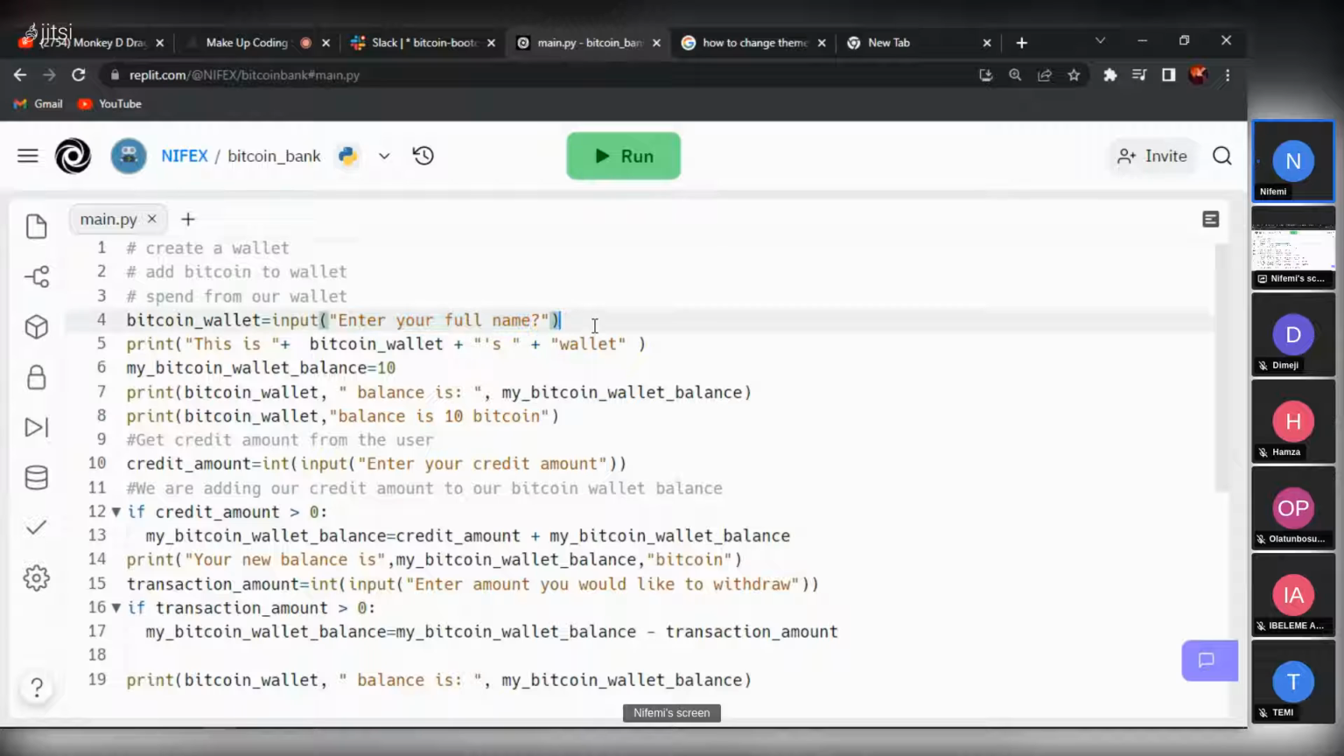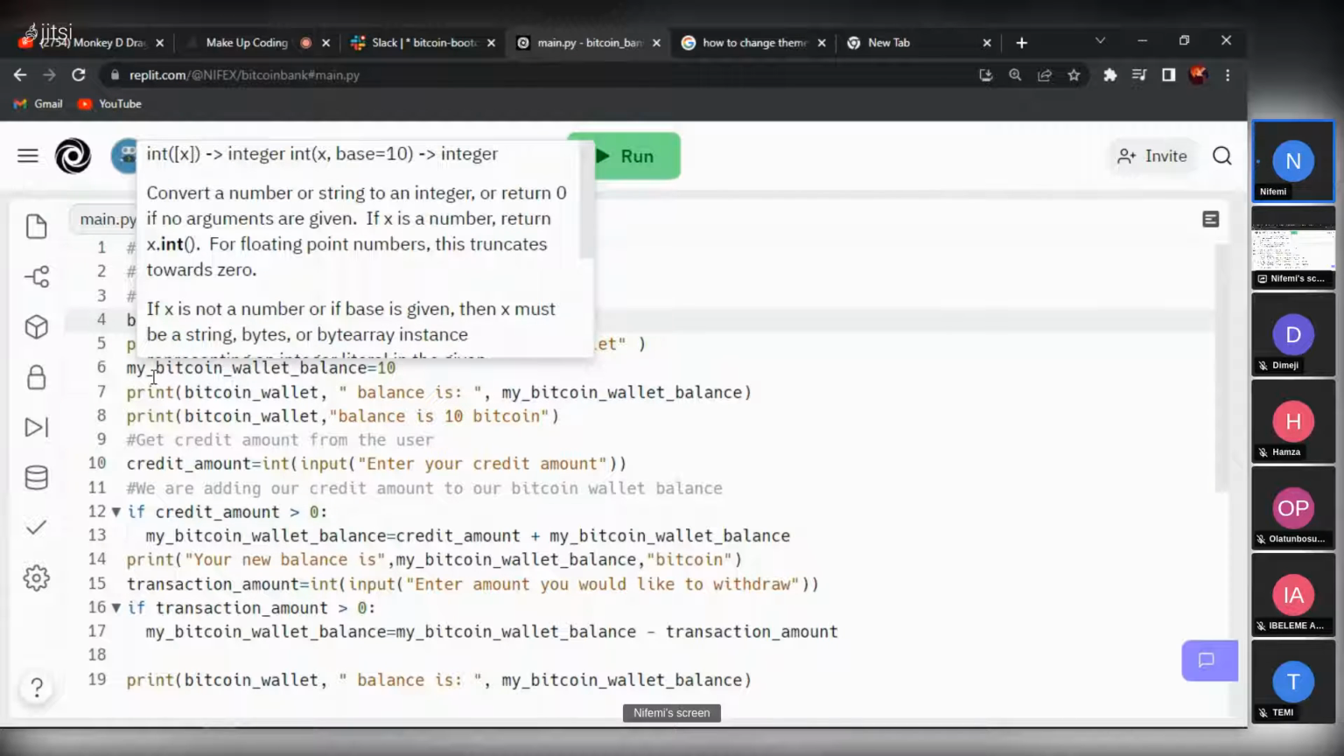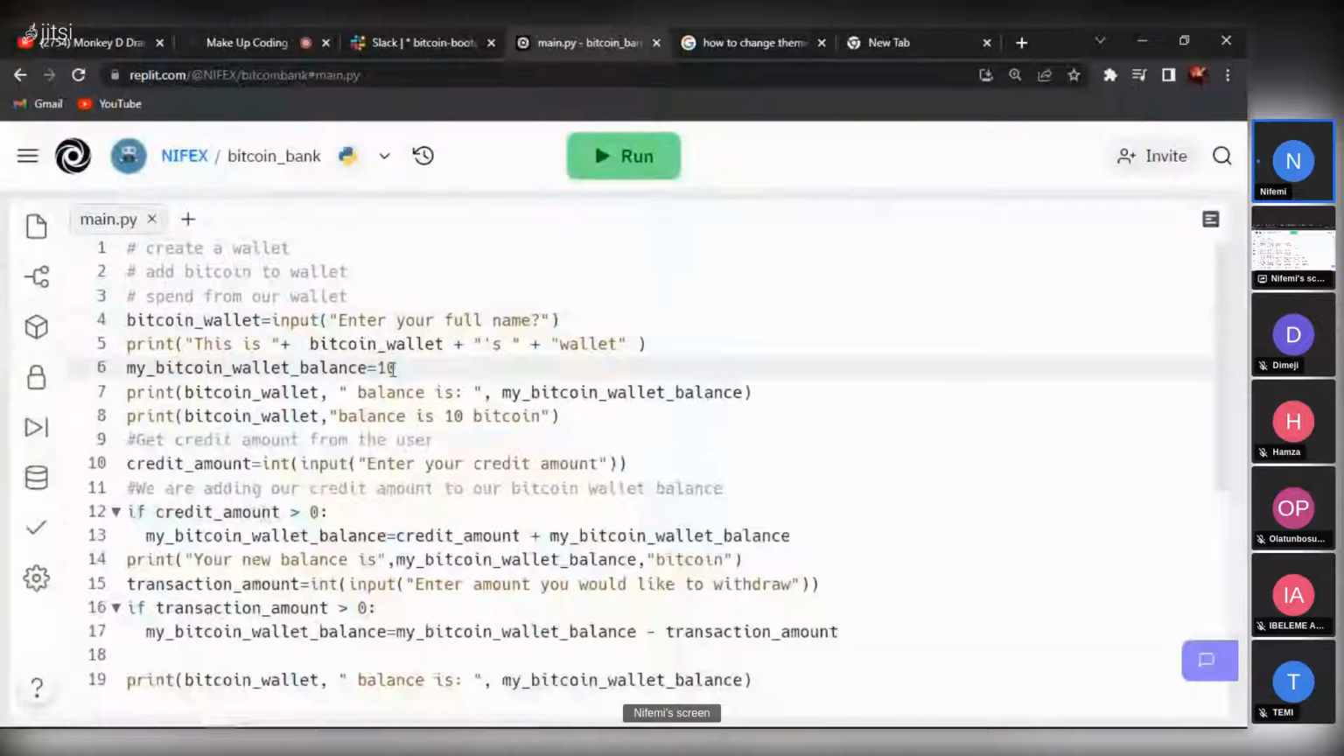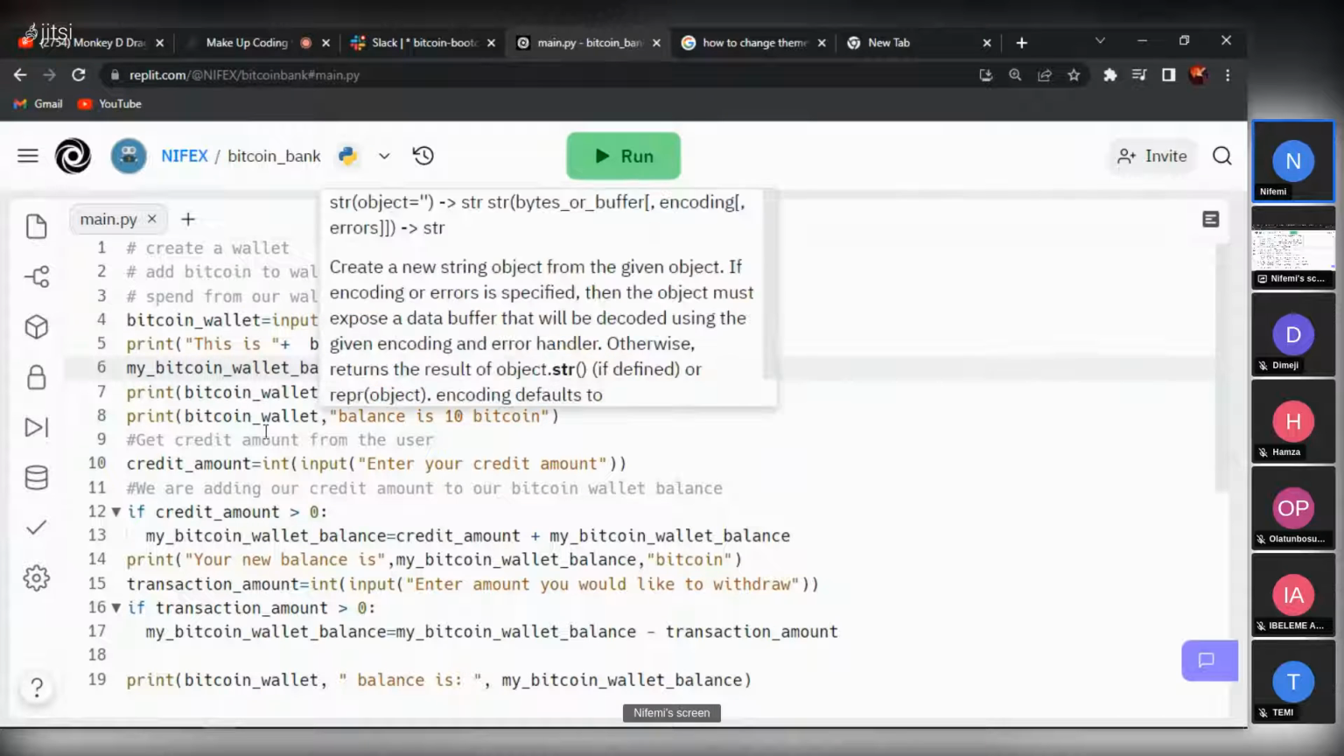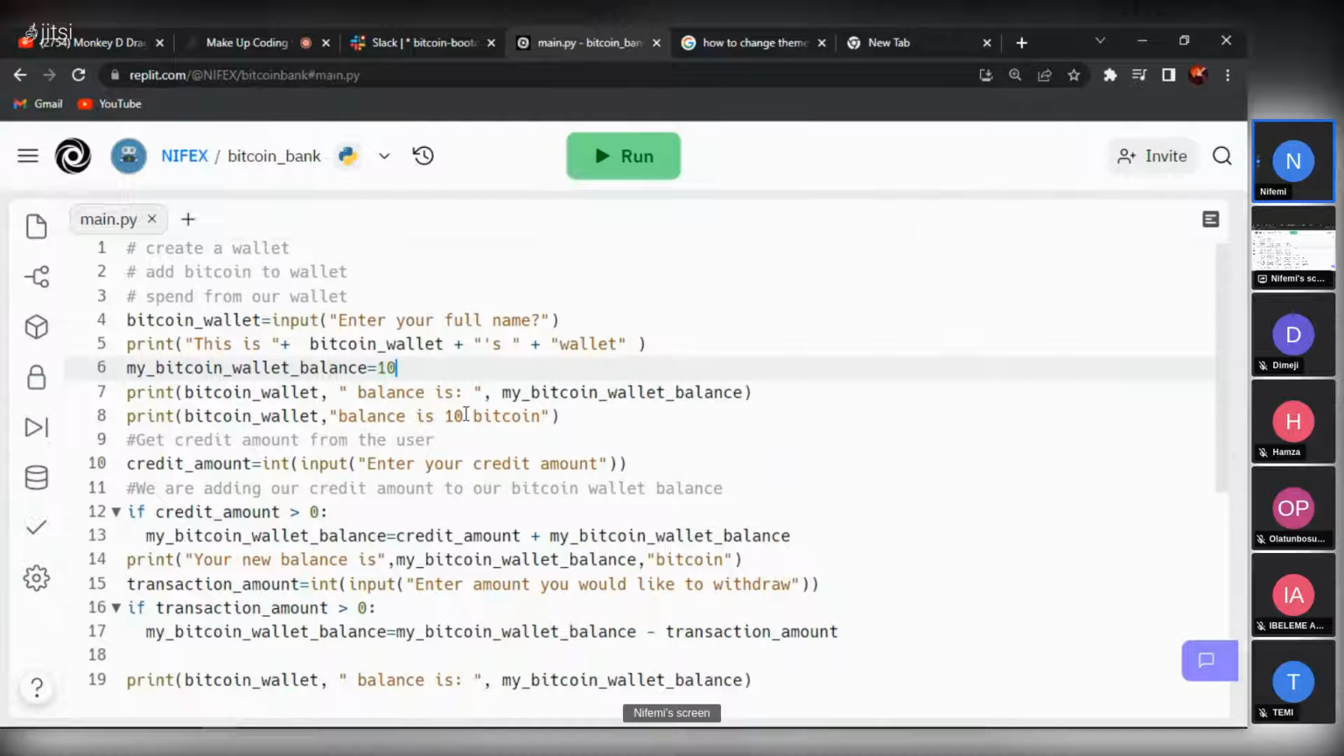then wallet. Then the next line, we created my_bitcoin_wallet_balance equals 10. So 10 here represents an integer, and we stored that into a variable called my_bitcoin_wallet_balance. Print bitcoin wallet balance is my_bitcoin_wallet_balance. So we're trying to print how much we have inside our balance using this variable and this variable.